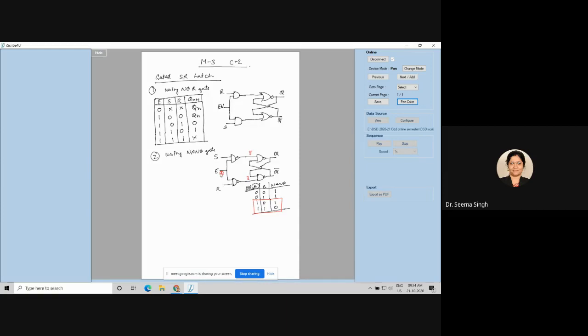If enable is 1, then you get a complement output here, that is S bar and R bar. So it becomes a normal SR latch. So the truth table that I have made here for the NOR gated latch remains true for the NAND gated latch also. So this truth table is applicable for the NOR gate latch or NAND gate latch. NOR or NAND gated latch has the same truth table.